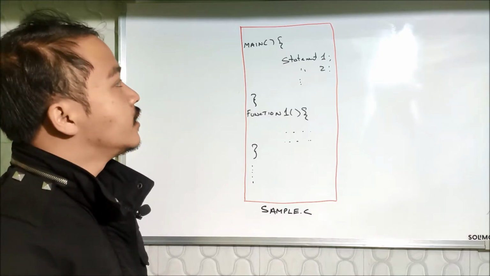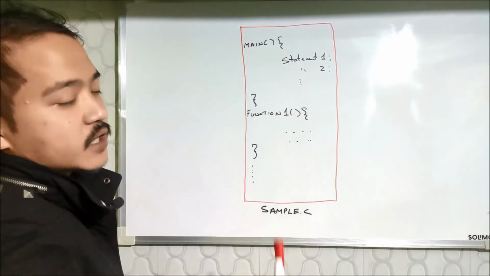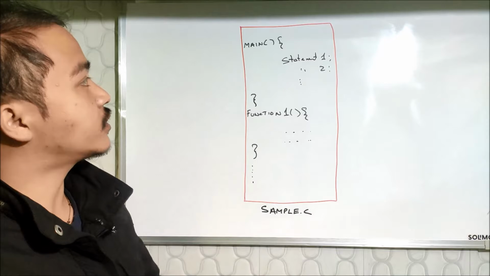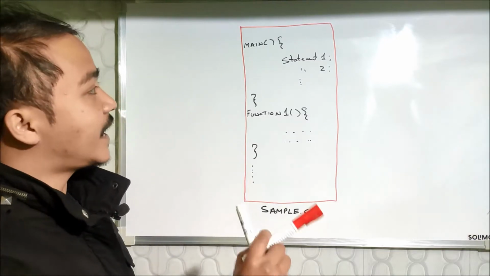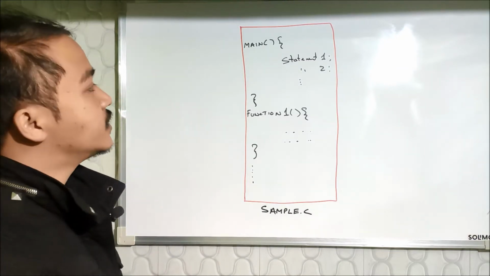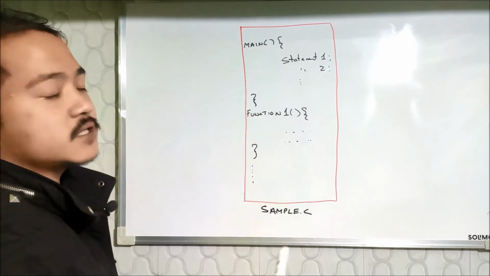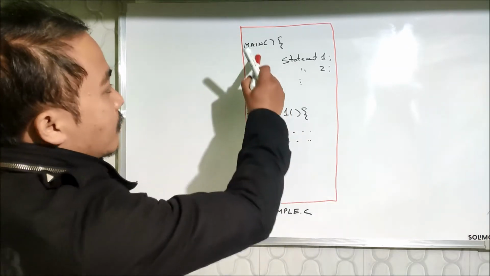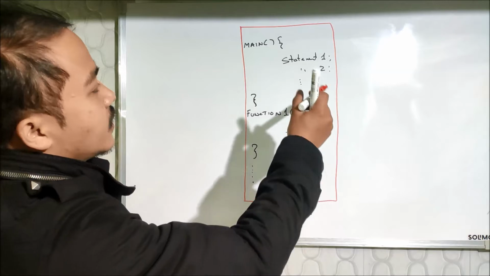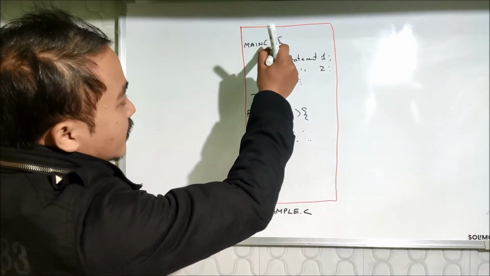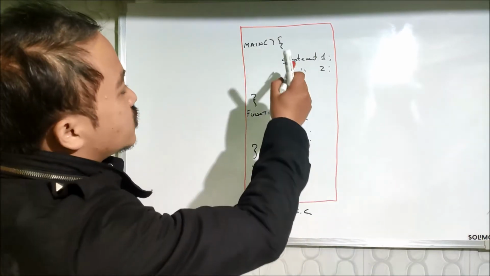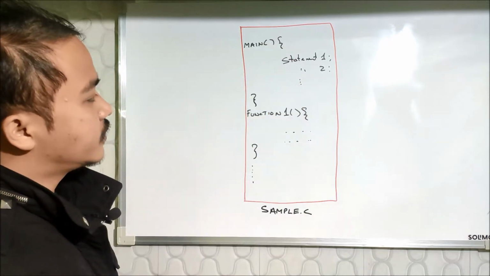The main function here is a very important function. Why? Because the execution of a C program begins with the main. Without a main, the C program cannot run. So the main function is very important because it is where the execution of the program starts.